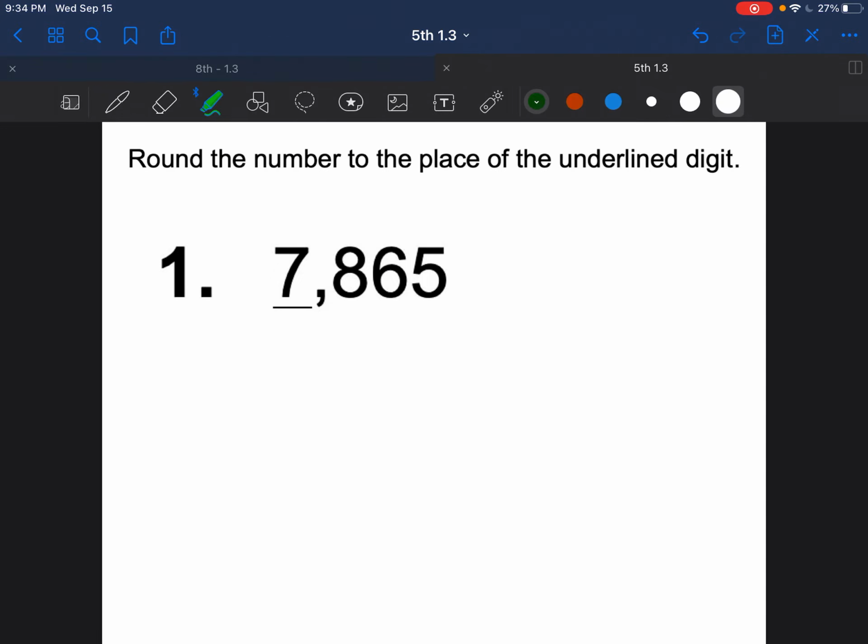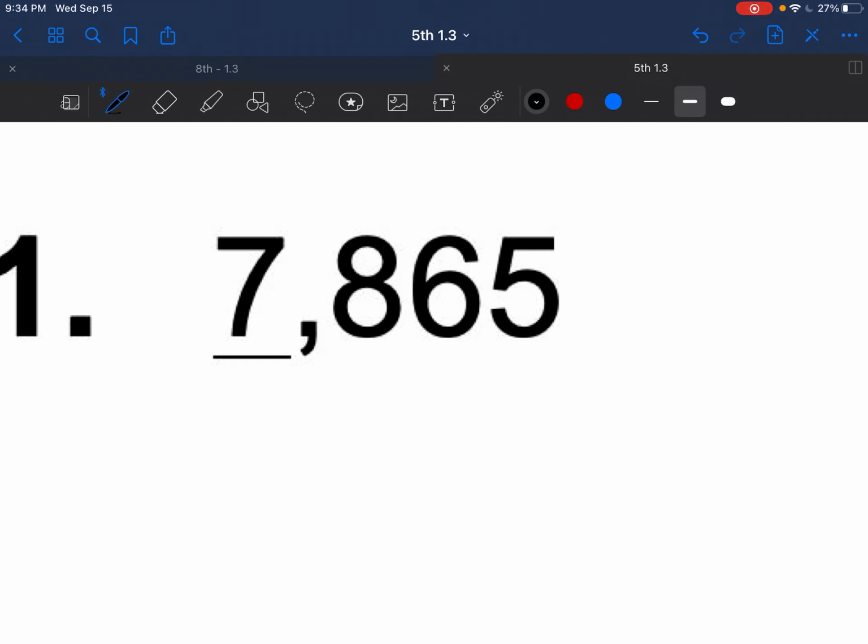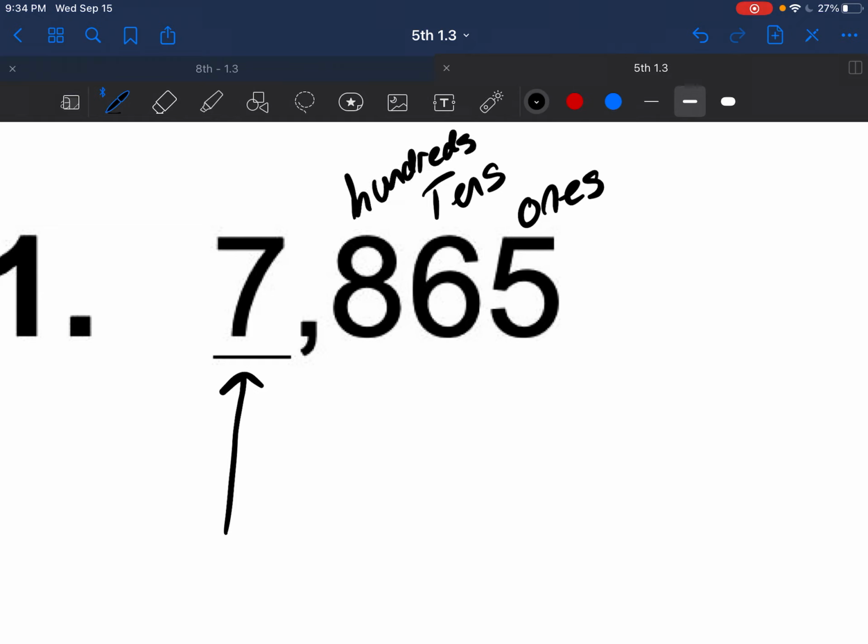For question number 1, again, do I want you to write this down? Absolutely. So, oops, let's make that bigger. Round the number to the place of the underlined digit. So make sure we are rounding to the underlined place value. All right, so let's remind ourselves how we round. Well, first of all, what place value is this? We know this is the ones. We know this is the tens. We know this is the hundreds. And then this one's going to be the thousands. So that means we want to round to the nearest thousand.